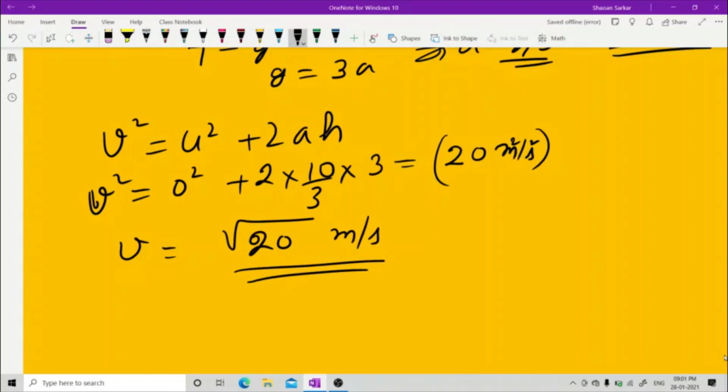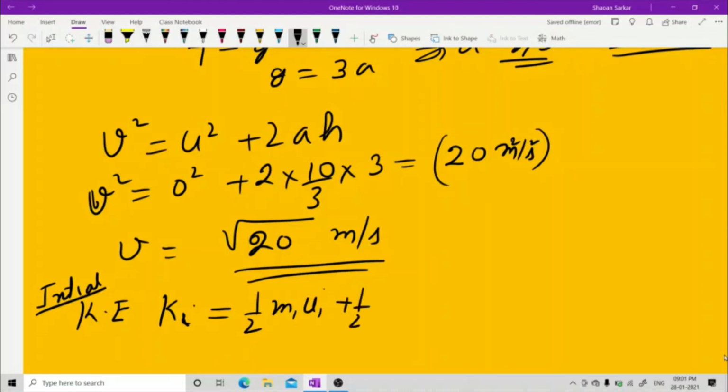This is what you will get. Keep this here. Now the initial kinetic energy of the system, Ki. I'm talking about initial. Initially, everything was at rest. So it is half m1 u1 square plus half m2 u2 square.